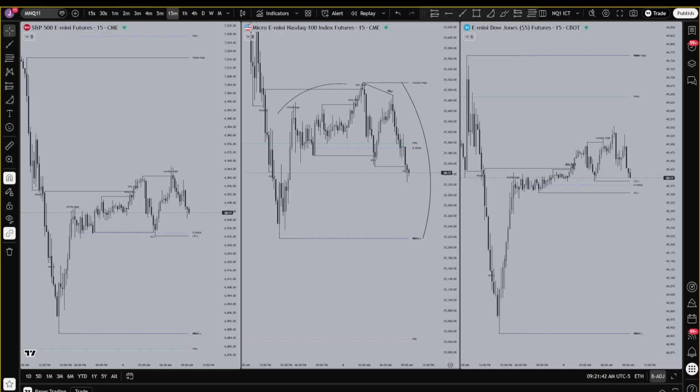I might take a short on stream. We'll see. After 9:30 opens, I'll zoom in onto the 1 minute so you guys can get a closer look, and then we'll see how it goes from there.